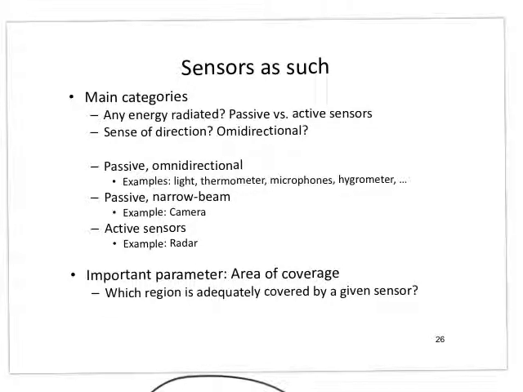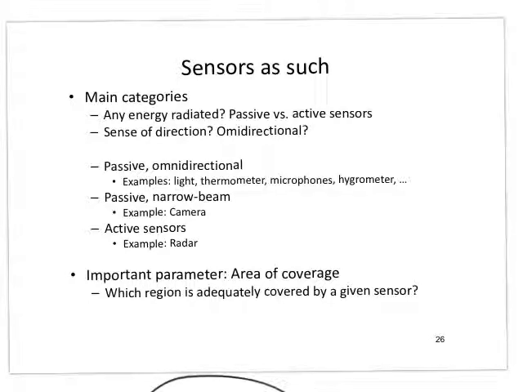Another way of categorizing sensors is whether they are directional or omnidirectional. And again, do not confuse this with communication. Here, the sensor can be limited in terms of direction or angle, like a camera. A camera is an example of a passive sensor, because it does not send anything to the environment. And it's directive, in the sense that it has a limited field of view.